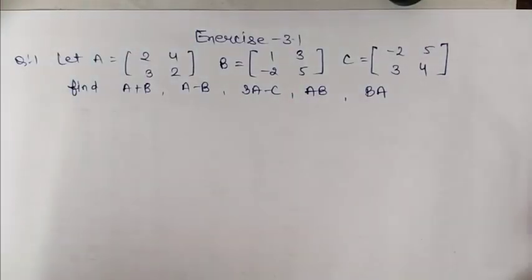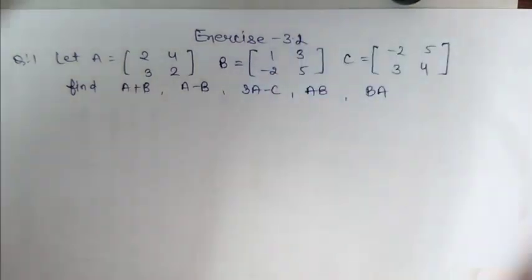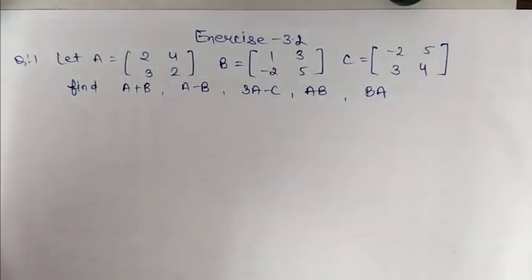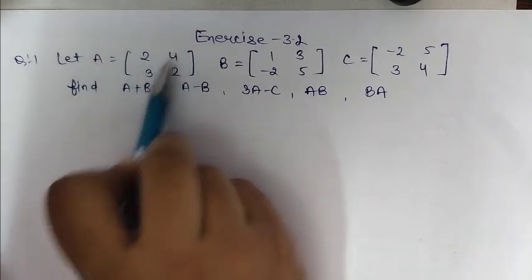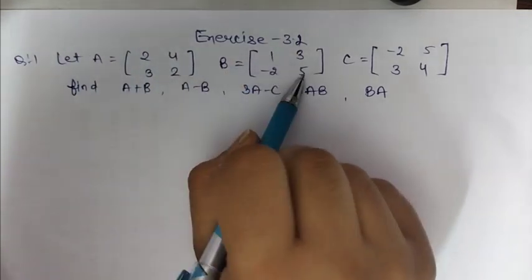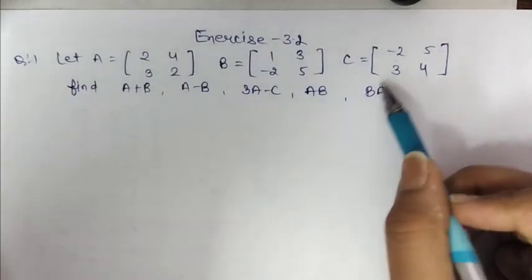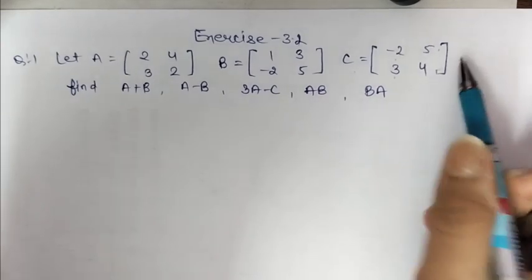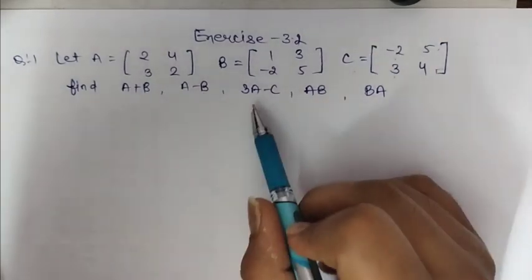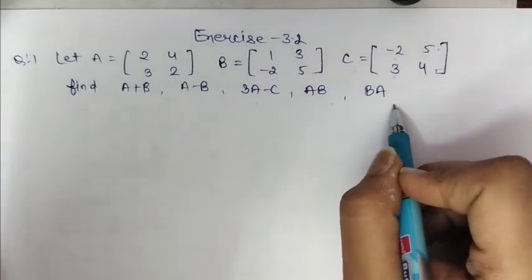So now we are going to solve question number 1 of exercise 3.2. Our first question is, we are given a equals 2, 4, 3, 2, b is 1, 3, minus 2, 5, and c is minus 2, 5, 3 and 4. And we have to find the value of a plus b, a minus b, 3a minus c, ab and ba.